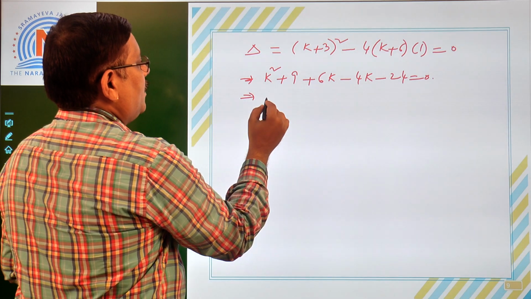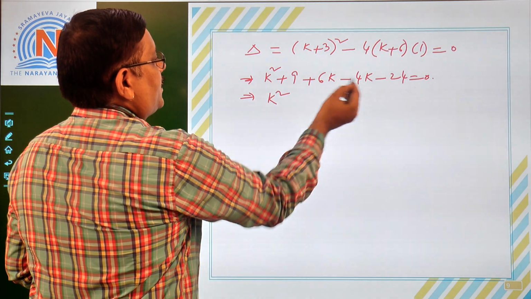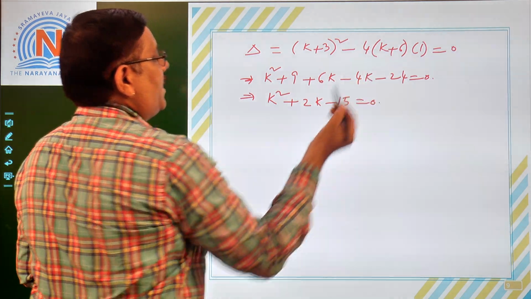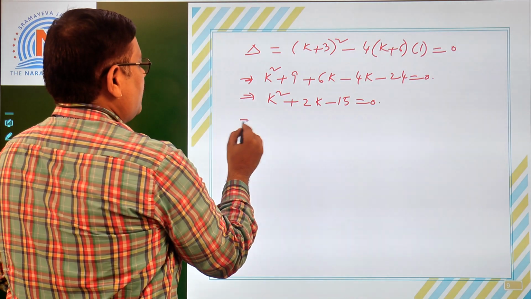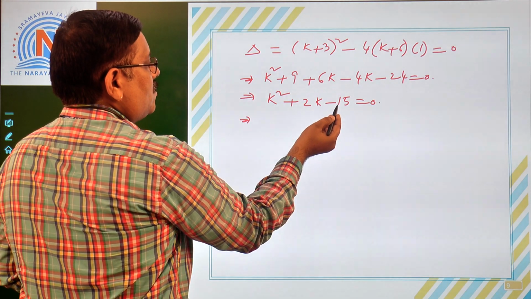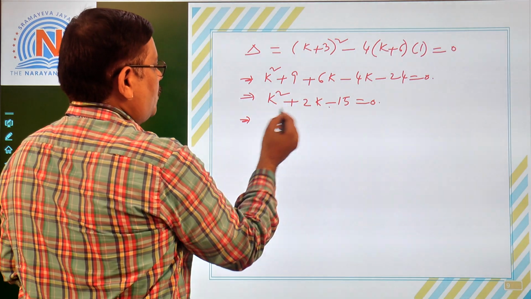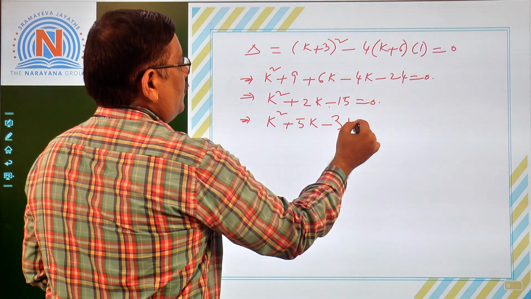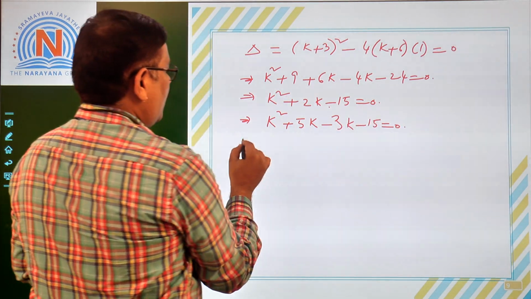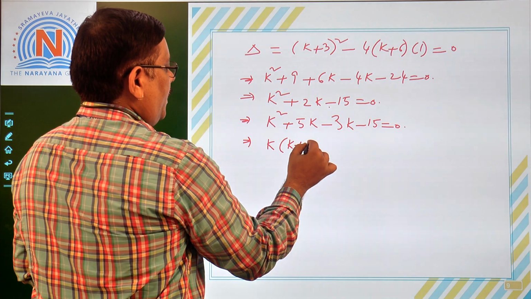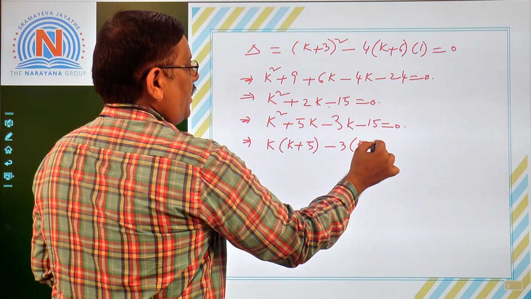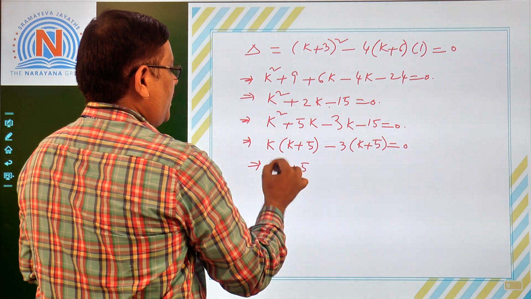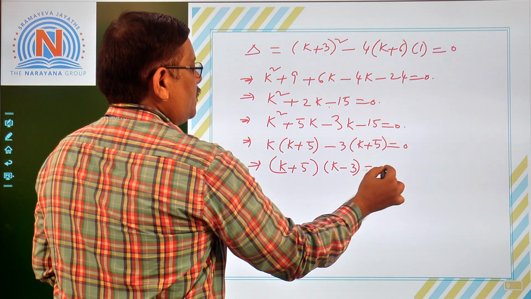If you further simplify that, that is going to be k square plus 6 minus 4, that is plus 2k, minus 9 minus 24 is minus 15, is 0. Okay. Now we have to factorize it. The factors will be 1 into minus 15, so 5 into 3, plus 5 minus 3 will do the job. So that is k square plus 5k minus 3k minus 15 is 0. That is otherwise k times of k plus 5 minus 3 times of k plus 5 is equal to 0. That is otherwise k plus 5 times of k minus 3 is equal to 0.